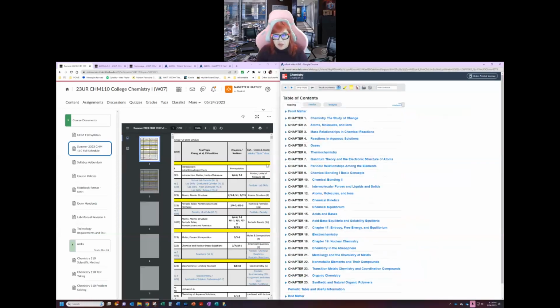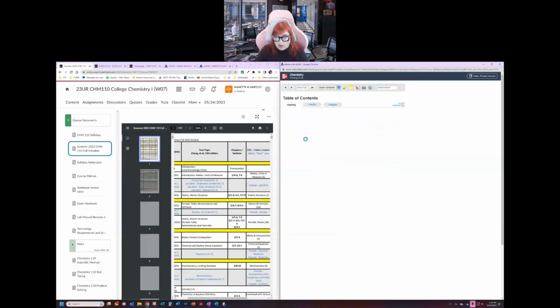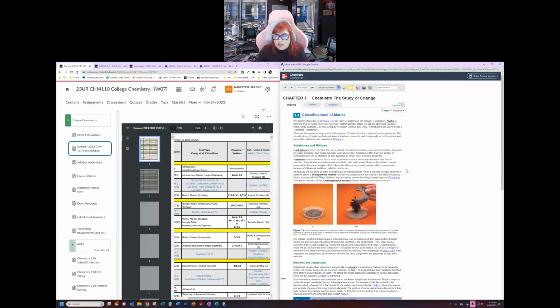I see that I'm looking at chapter 1, sections 4, 5, and 6, and then 7 through 9. Now, those were two different sections. That's why they're listed the way they're listed. So we would start with classification of matter. You can click into this, and this will give you a bunch of information about classification of matter.